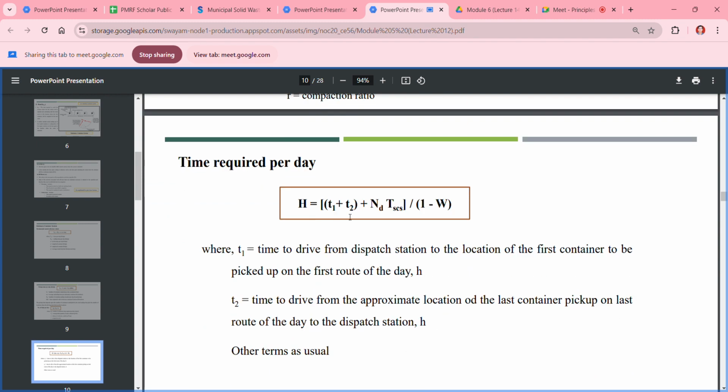Then the time required per day will be T1 plus T2. T1 is the time to drive from the dispatch station or garage, or any location, to the first container to be picked up on the first route of the day. T2 is the time to drive from the last container pickup location on the last route of the day to the dispatch station. So T1 plus T2 plus ND into TSCS, TSCS was the haul time, then divided by 1 minus W.